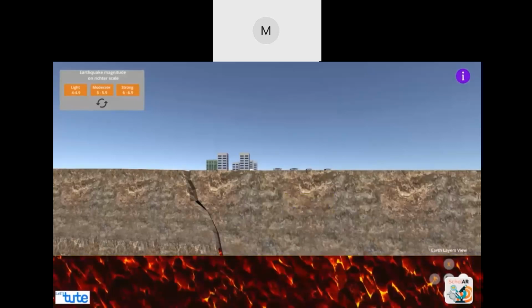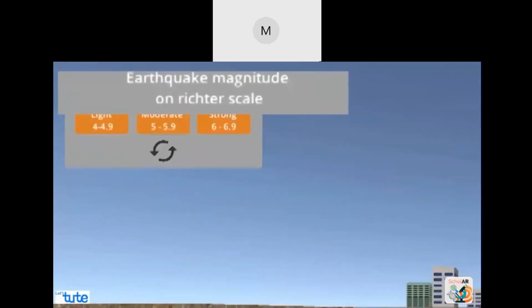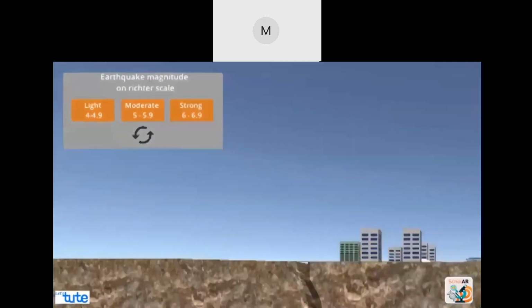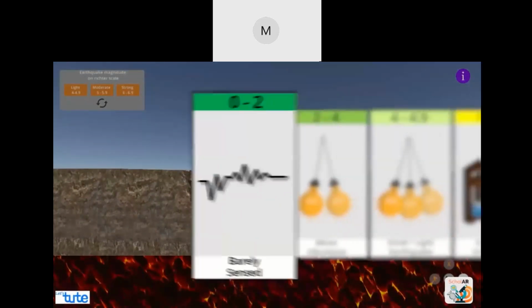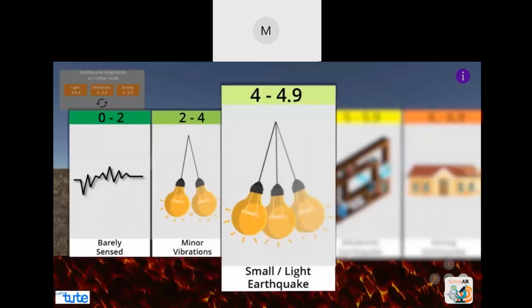On the left-hand corner side, we can see a small box that says earthquake magnitude on Richter scale, with 3 buttons that show the magnitude of the earthquake. If the intensity is between 0 to 2, it can be barely sensed. When the intensity is more than 2 and less than 4, we can feel minor vibrations and sense it a little. From 4 to 4.9, it is considered a small or light earthquake.